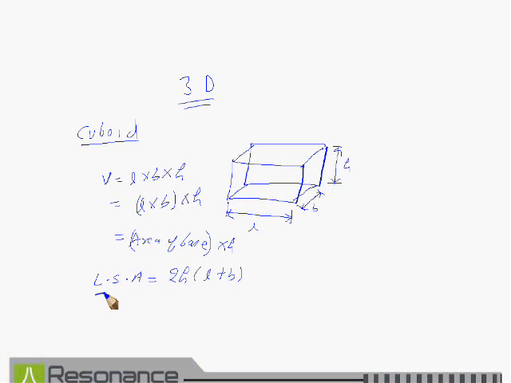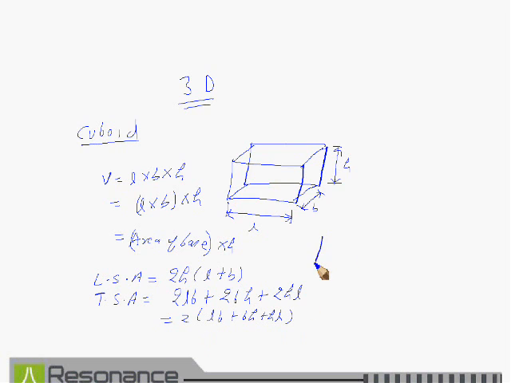Now we find the total surface area. Total surface area means the lateral surface area including the top surface as well as the bottom surface. So the total surface area is twice LB plus twice BH plus twice HL. By taking twice common, we get 2 bracket LB plus BH plus HL. This is the total surface area.